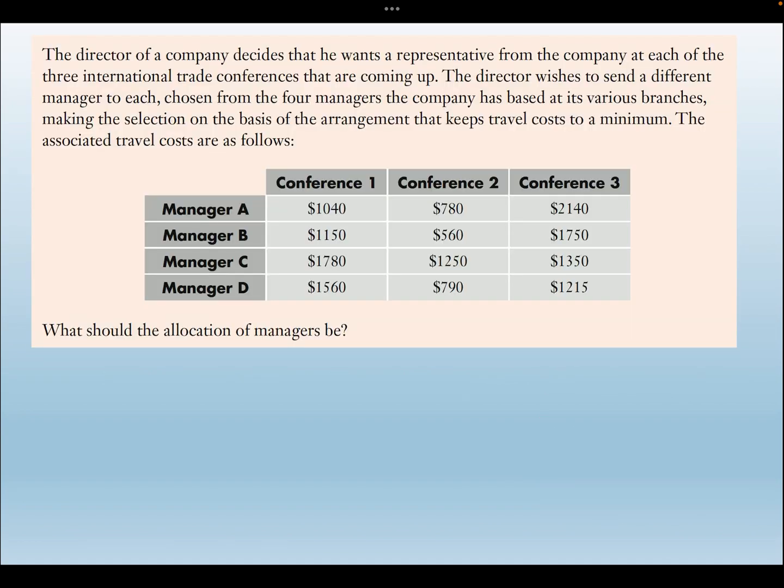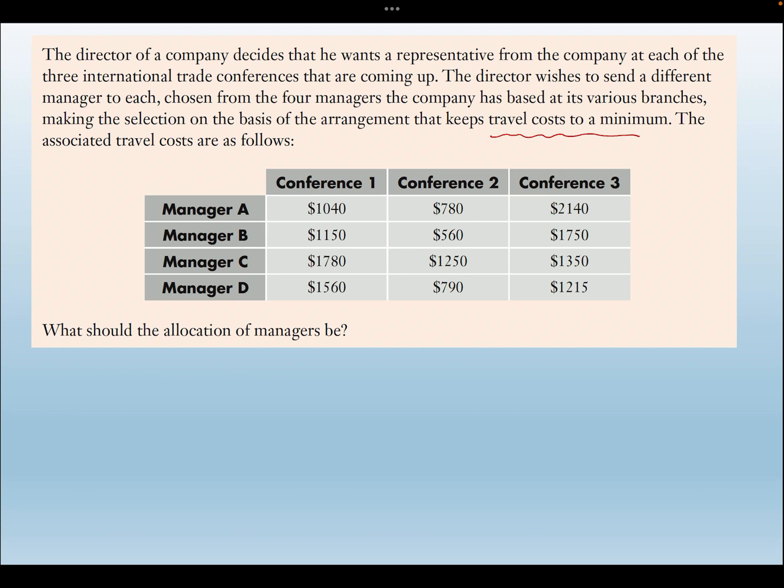Let's have a look at one example. The director of a company decides he wants a representative from the company at each of the 3 international trade conferences that are coming up. The director wishes to send a different manager to each, chosen from the 4 managers the company has based at its various branches, making the selection on the basis of the arrangement that keeps travel cost to a minimum. So we are looking at travel cost to a minimum. The associated travel costs are as follows. What should the allocation of the managers be?